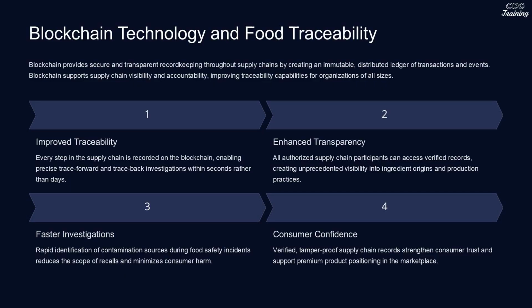Enhanced transparency: all authorized supply chain participants can access verified records, creating unprecedented visibility into ingredient origins and production practices. Faster investigations: rapid identification of contamination sources during food safety incidents reduces the scope of recalls and minimizes consumer harm. Consumer confidence: verified, tamper-proof supply chain records enhance consumer trust and support premium product positioning in the marketplace.